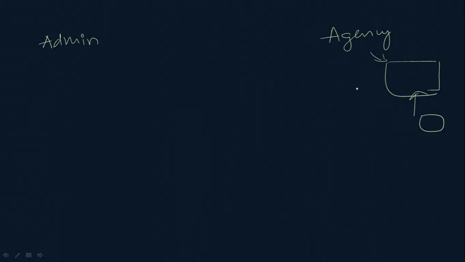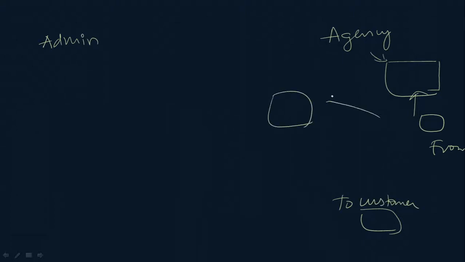So the agency will take care. They'll send it to the corresponding place, and from there it will be distributed to the customer. So this is the from customer, and this is the to customer. The product will go to the segregation center, and from there it will be distributed. But here mainly the agency has to collect the courier.